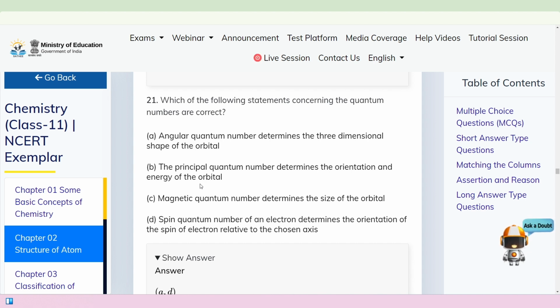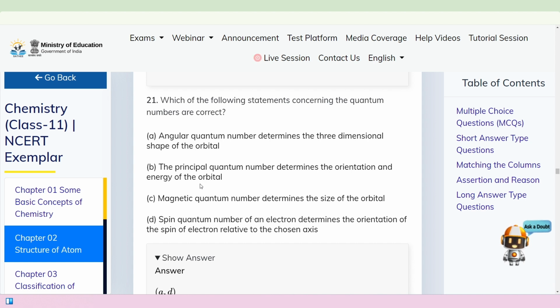Second, the principal quantum number determines the orientation and energy of the orbital. Yeah, this is correct that it determines the energy of the orbital. But orientation is something we have to think over. So orientation basically is what? If you think about the PZ, where is that PZ coming from? It is coming from the ML value, sorry, the magnetic quantum number value.